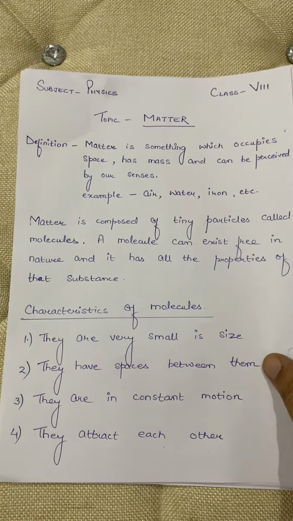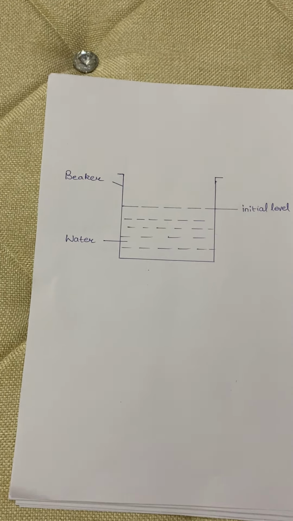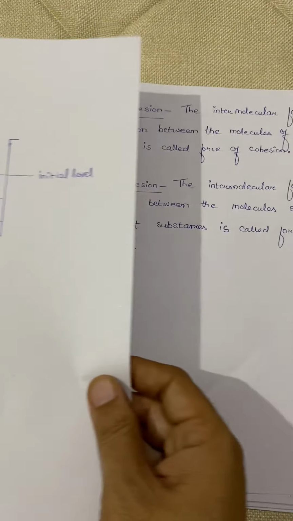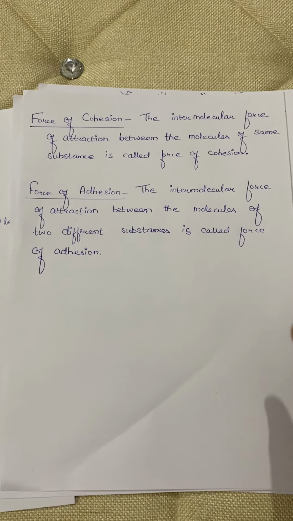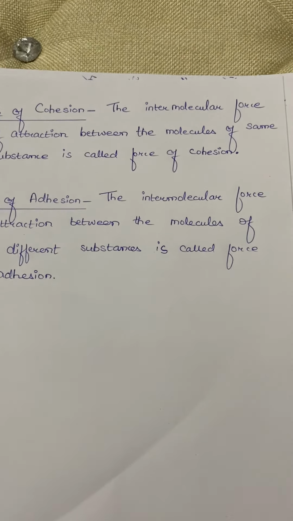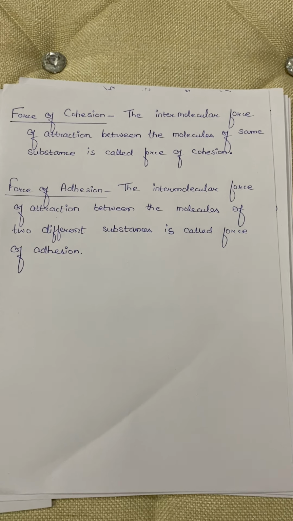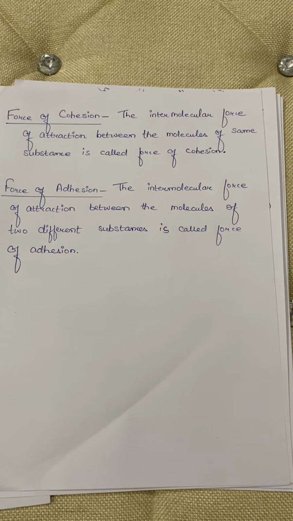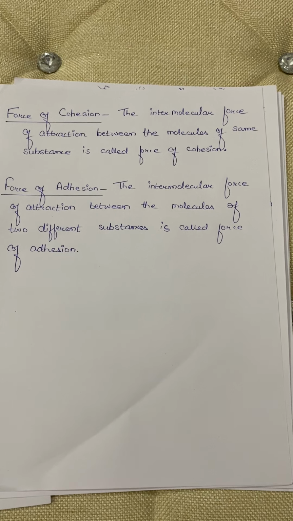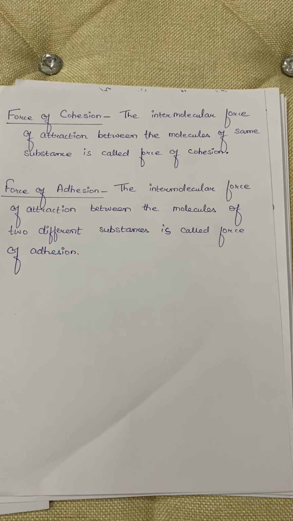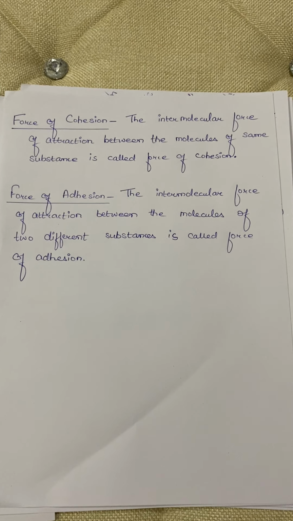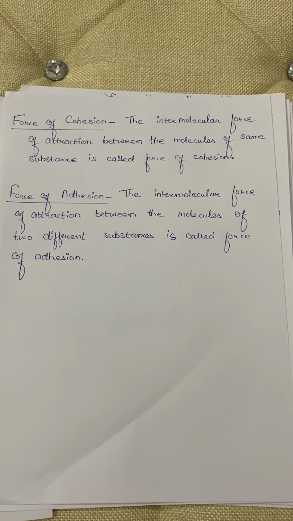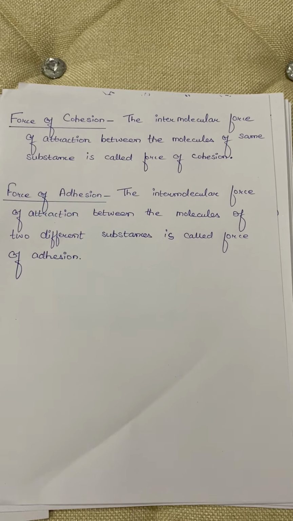These are the simple definitions for force of cohesion and force of adhesion. Force of cohesion: the intermolecular force of attraction between the molecules of the same substance is called force of cohesion, while force of adhesion: the intermolecular force of attraction between the molecules of two different substances is called force of adhesion.